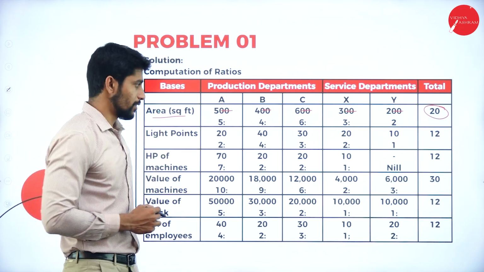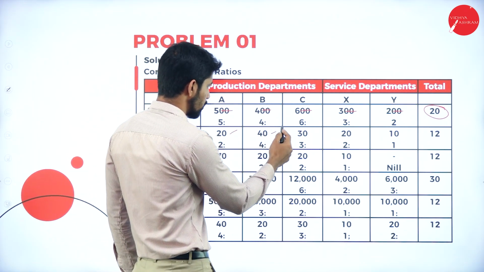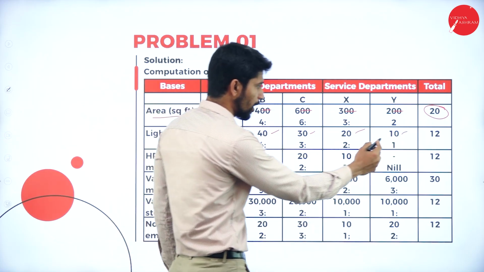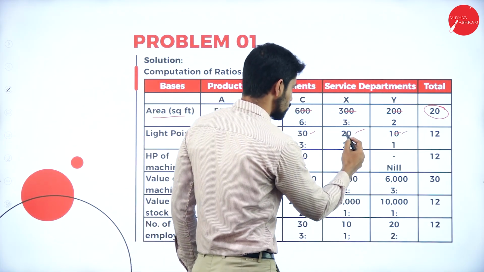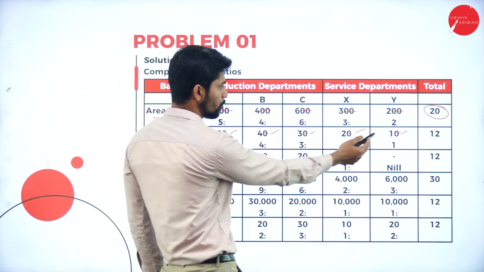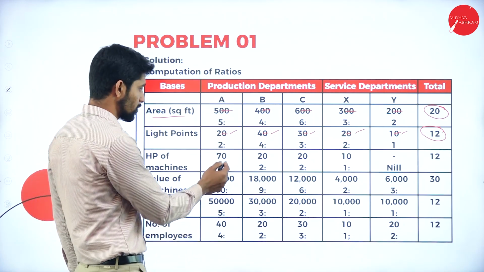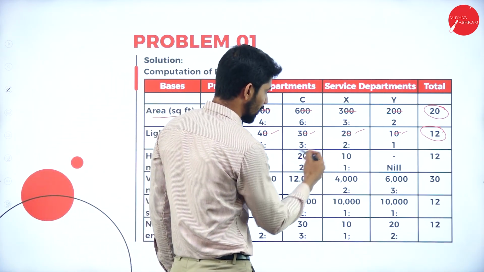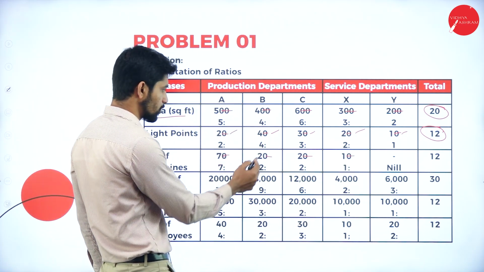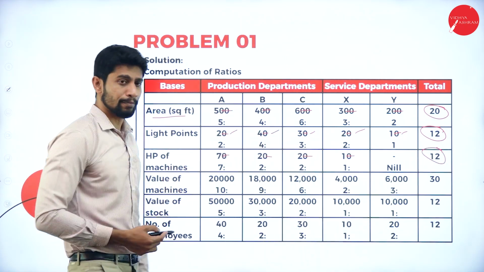Next, lighting points. Here you can see lighting points: 20 units, 40, 30, 20, 10. Everywhere you have single zeros, cancel zeros. What is the balance you will get? 2:4:3:2:1. Total 12. HP of machines: 70, 20, 20, 10, nil. Cancel 0. You get 7:2:2:1. Total 12. Next, value of machines.